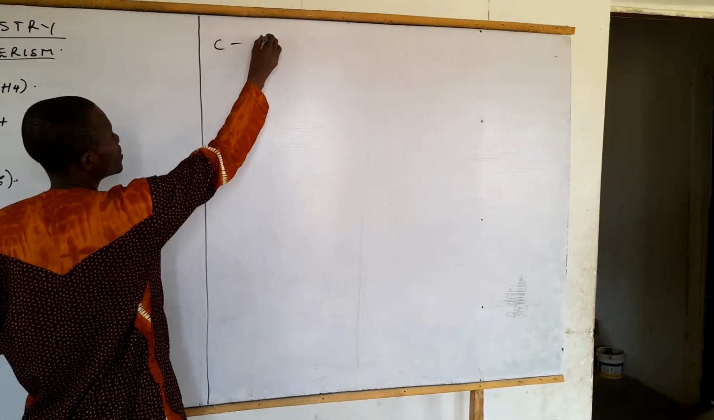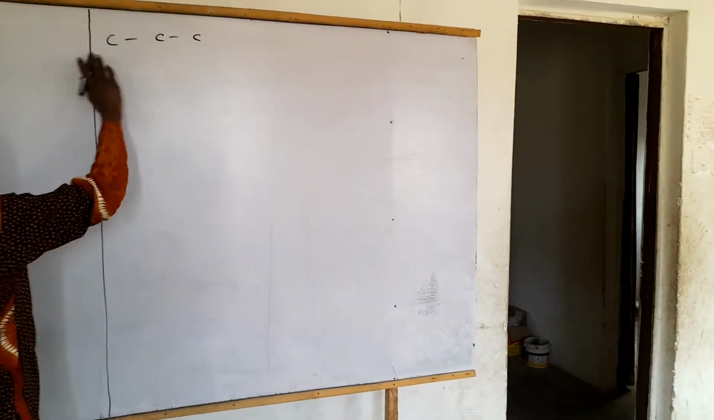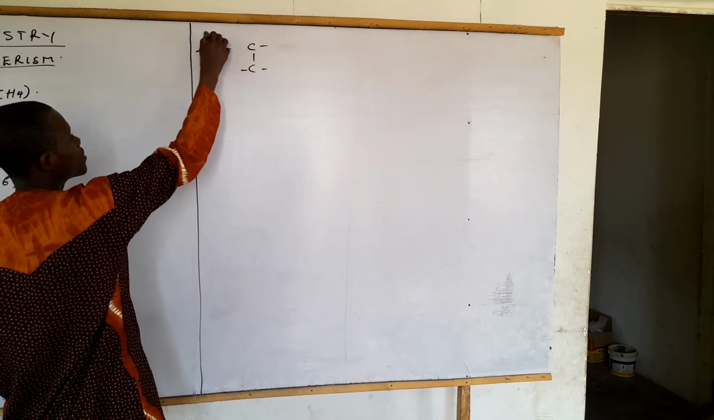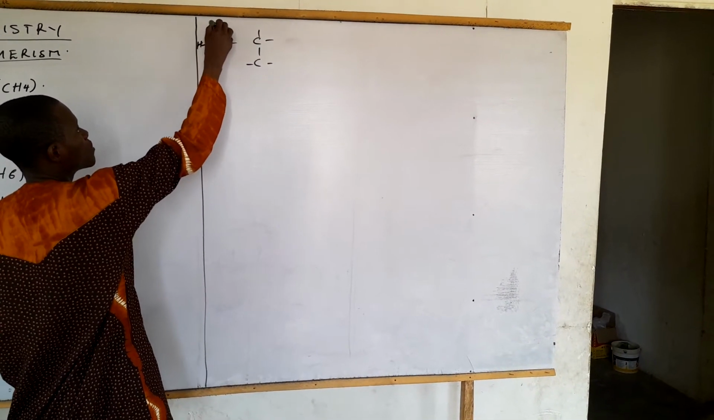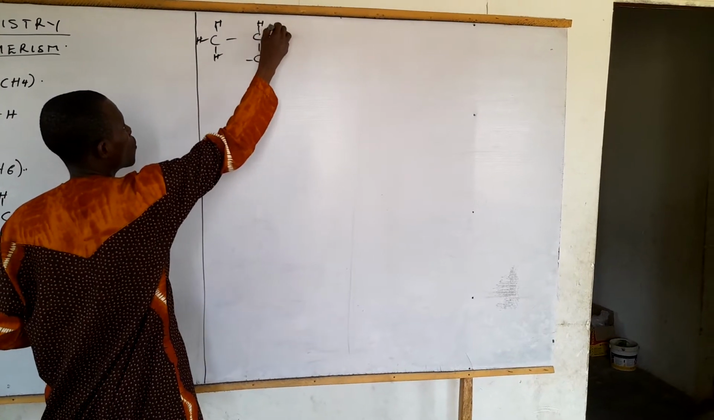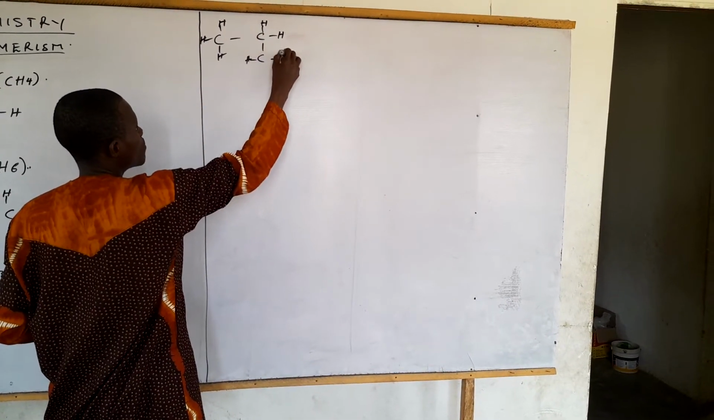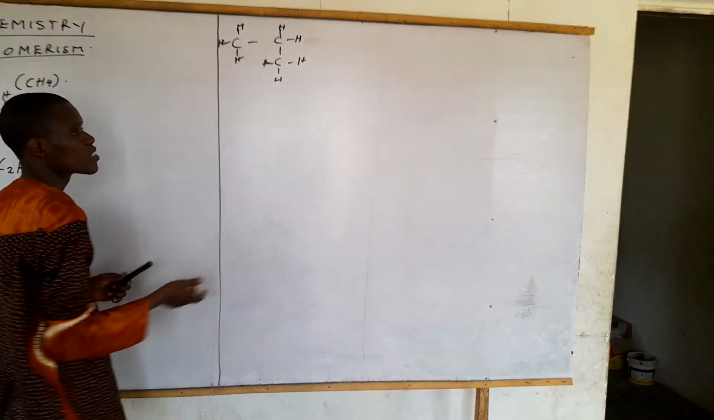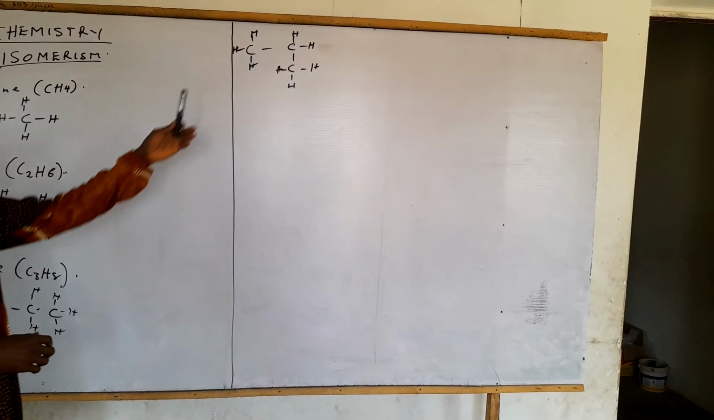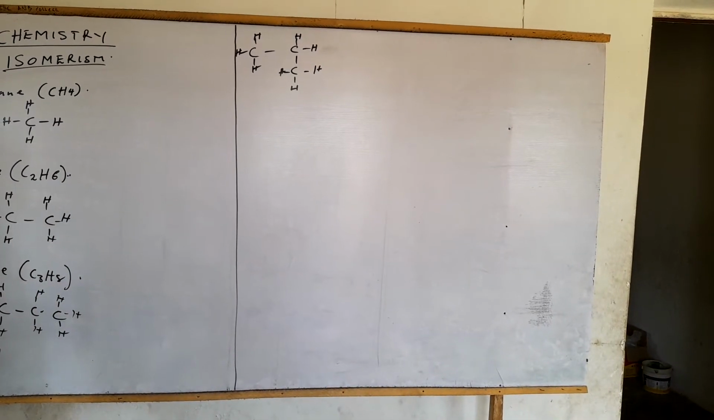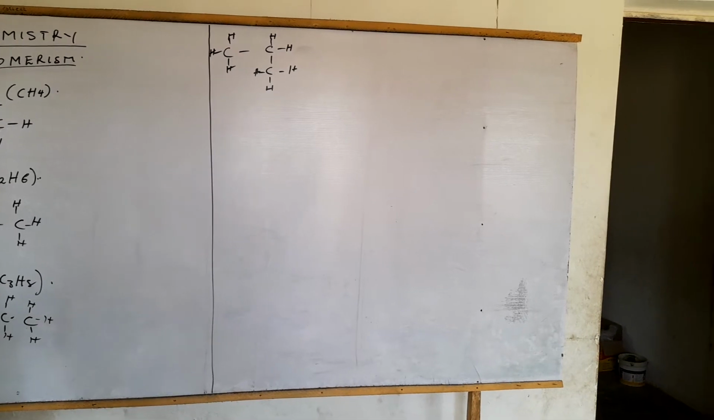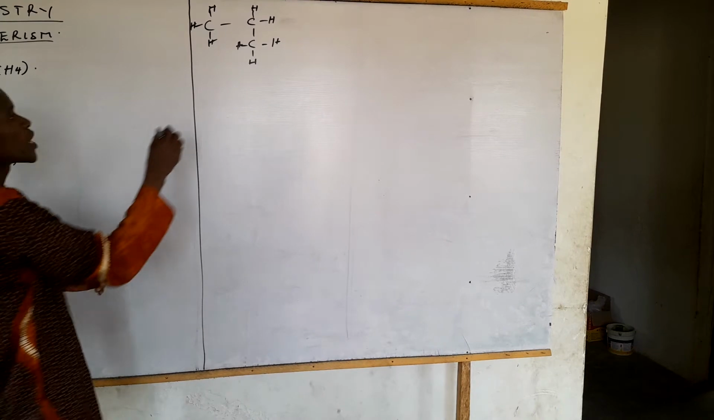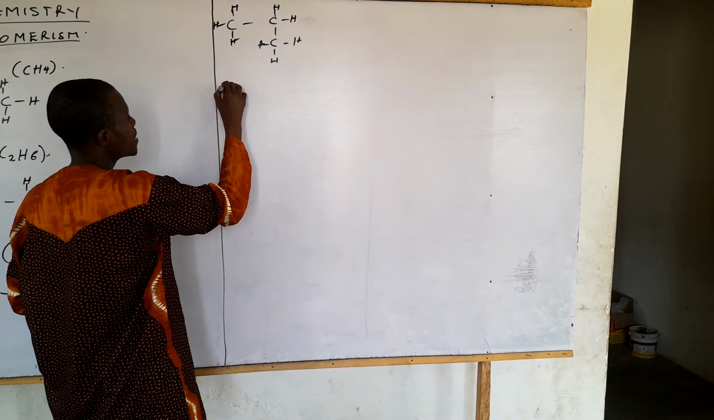We have C, C, C. This carbon is a straight one. Let's assume that we put it here, we put it like this. You still have 1, 2, 3, 4, 5, 6, 7, and 8. If we count it, we still count 1, 2, 3. So it still remains the same. It still remains propane. So let's go to 4 carbons. From there we can deduce some isomers. So let's look at butane.